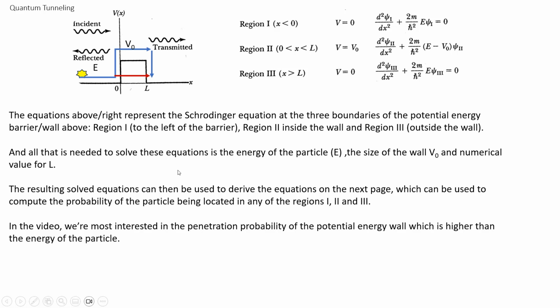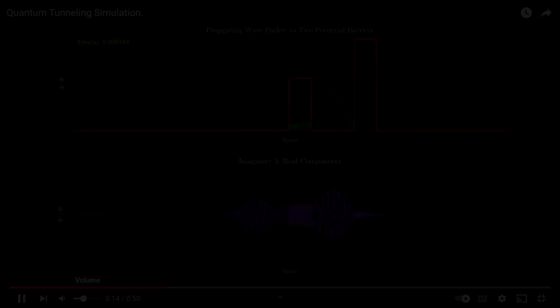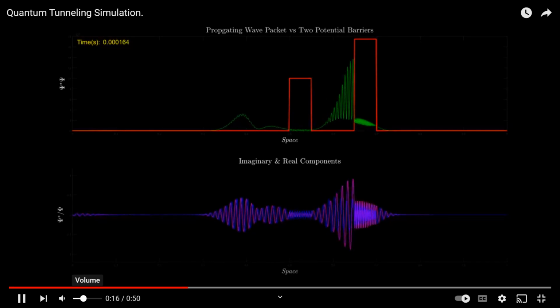The resulting solved equations can then be used to derive the equations on the next page, which can be used to compute the probability of the particle being located in any of the regions 1, 2, and 3. For the quantum tunneling problem, we're interested in the potential barrier, which is higher than the energy of the particle. The second wall here.